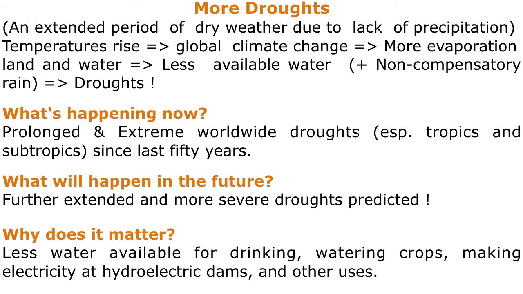And why does it matter? A drought means there is less water available for drinking, less water available for watering the crops, less water available for making electricity in hydroelectric dams, and so many other uses. For example, an ongoing drought in the US Southwest is straining the water supply in states like Nevada and Arizona, where water is already very scarce, and the same situation is continuing all over the world.